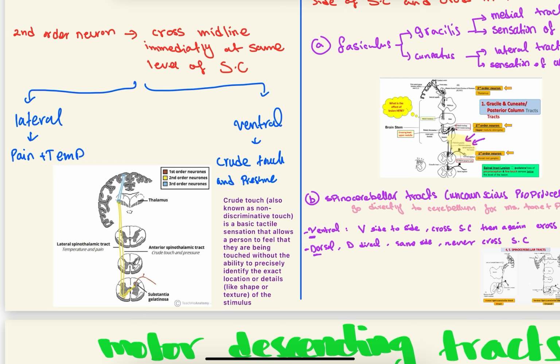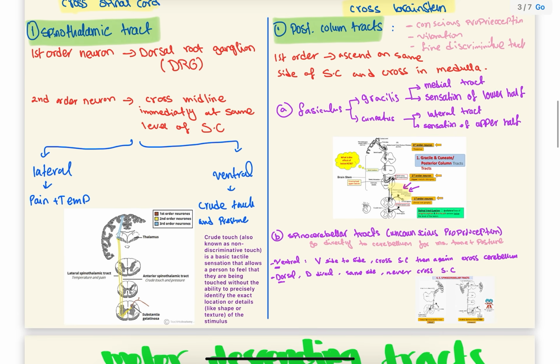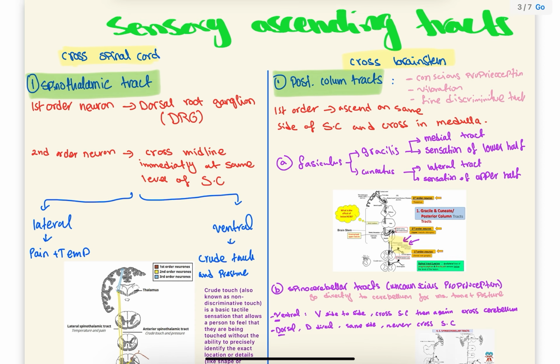Now you might ask, Noor, what is the crude touch? Crude touch is basically the non-discriminative touch, the touch that we basically say it's tactile sensation that you feel. So it allows the person to feel that they're being touched without the ability to identify the exact location or the details. So you feel that you're getting touched, but you cannot identify the shape, the texture of the stimulus, or whatever caused the sensation. I hope it's clear.